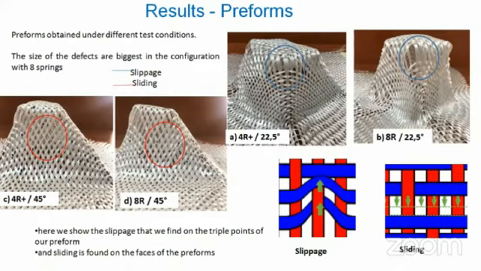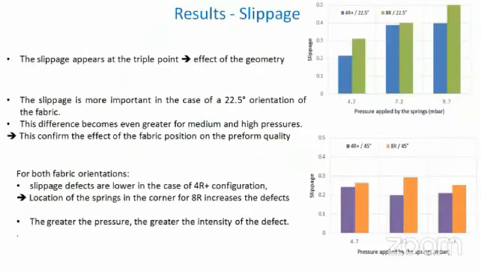Here we show the slippage that we find at the triple points of our preform, and sliding is found on the face of the preform. As a result, the slippage appears at the triple points due to the effect of the geometry. Slippage is more important in the case of the 22.5 orientation of the fabric. This difference becomes even greater for medium and high pressure. This confirms the effect of the fabric position on preform quality.